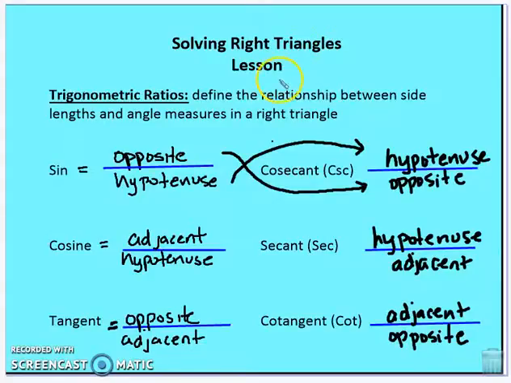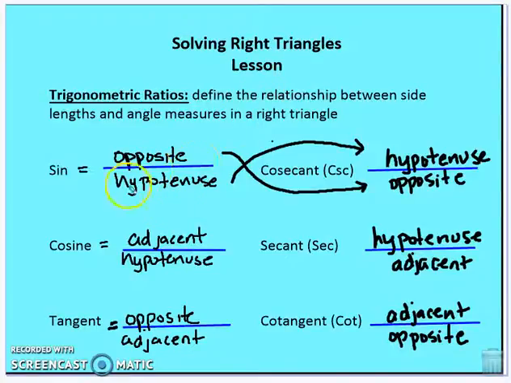And now we're going to talk about the reciprocal relationships of cosecant, secant, and cotangent. So cosecant is just the reciprocal relationship to sine. So instead of opposite over hypotenuse, which is what sine is, the relationship of those two sides, now it's hypotenuse over opposite. Secant is hypotenuse over adjacent, so the reciprocal of cosine. And cotangent is the reciprocal of tangent, which is adjacent over opposite.